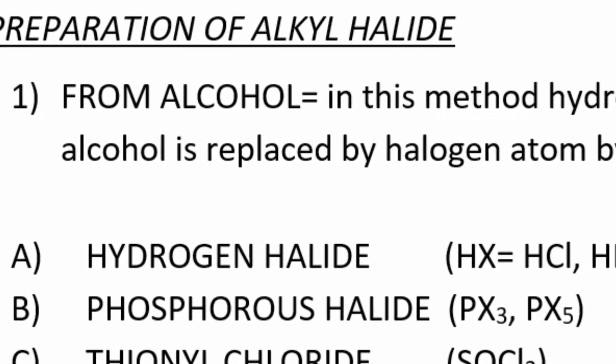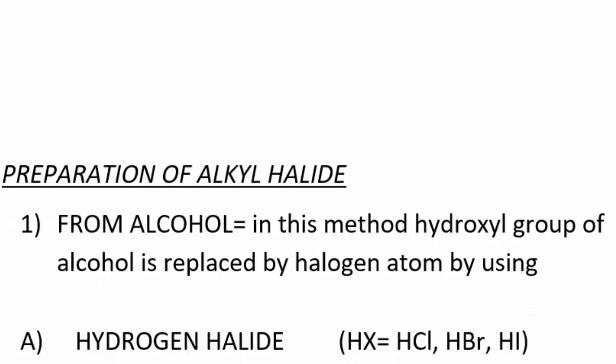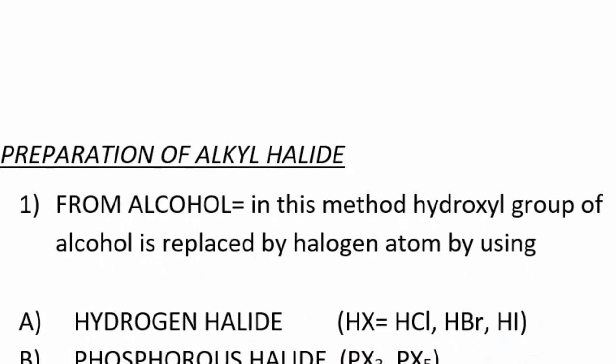In this method of preparation, the hydroxyl group present in the alcohol is replaced by a halogen atom. For this replacement, we use different reagents. What are those reagents? The first reagent is hydrogen halides. The formula of hydrogen halide is HX, and examples are hydrogen fluoride, hydrogen chloride, hydrogen bromide and hydrogen iodide. The second reagent is phosphorus halides.